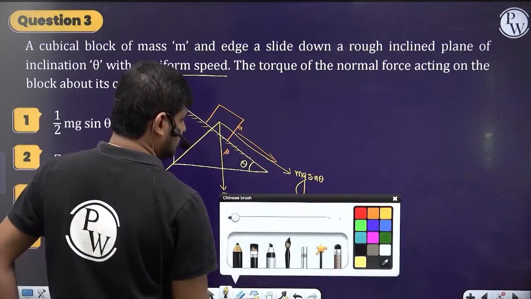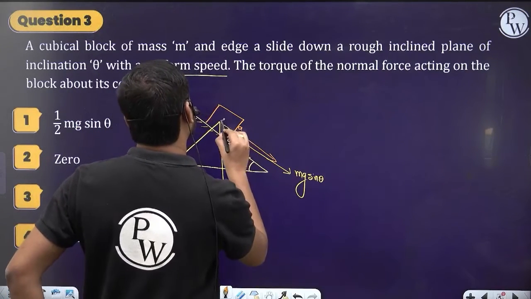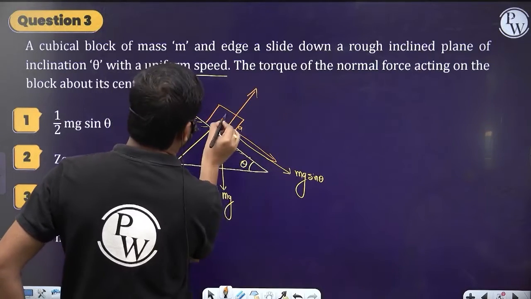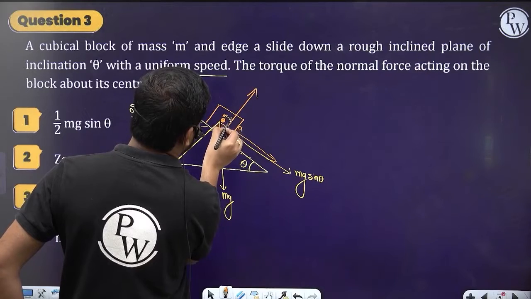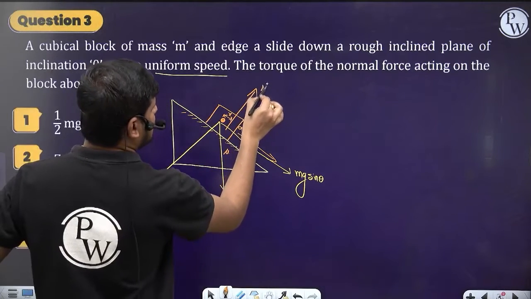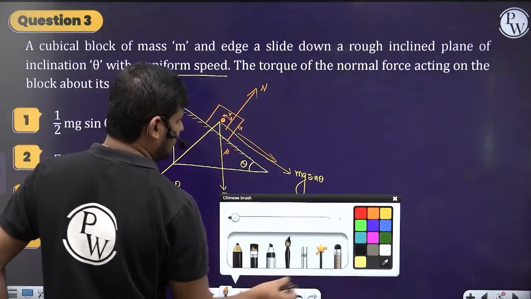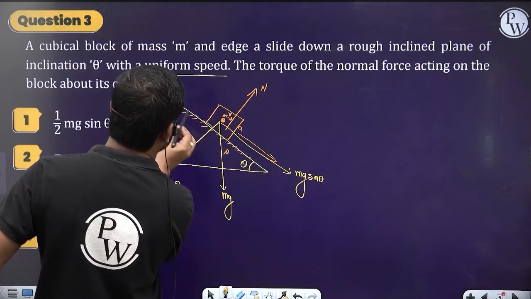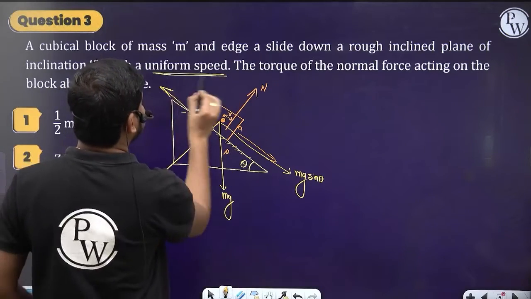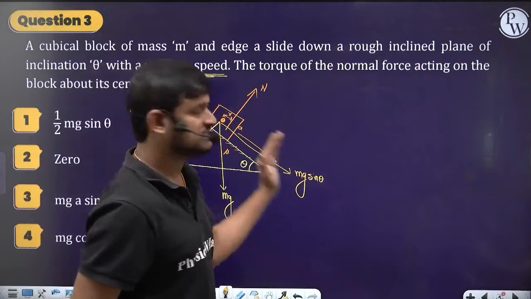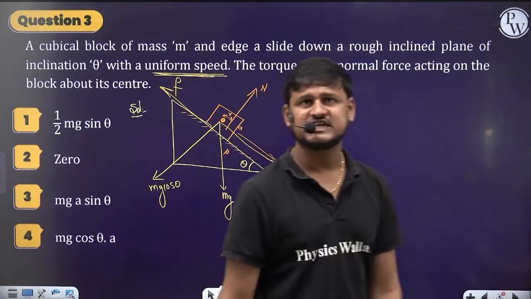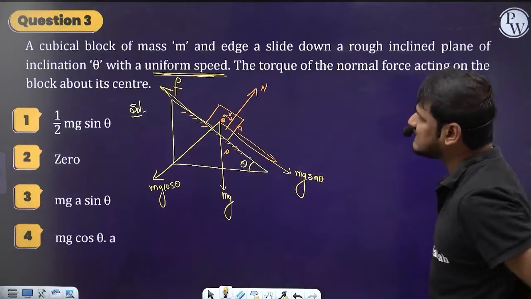Now the normal will not pass through the center. Let's suppose this is the center of the body, so the normal will be at some distance x. So this is the normal. As it is a rough inclined plane, the friction will act this side. Because the body is sliding with constant speed, the friction will act upside. Yes or no? So understood what are all the forces acting on the body now?